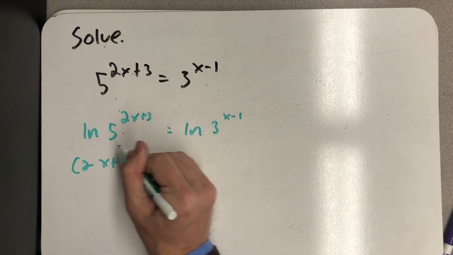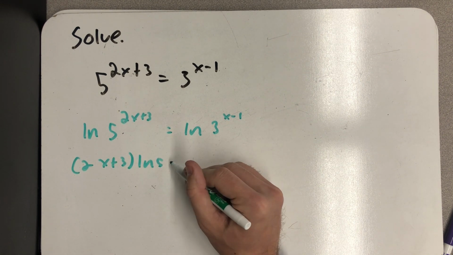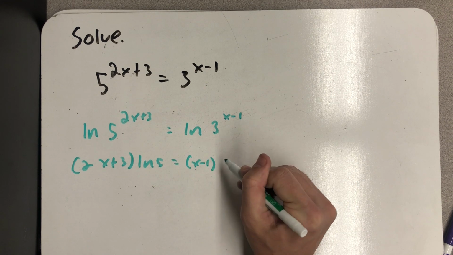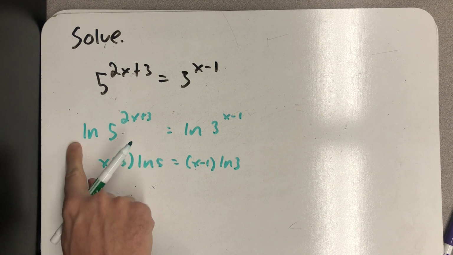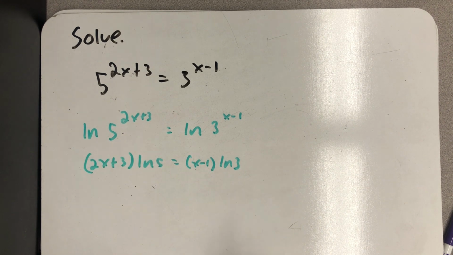When I do that, I do need to remember this set of parentheses and this one. And now we need to try to get x by itself. I don't like the way that looks. That was a 2x plus 3. Okay, so let's pause here for a minute.